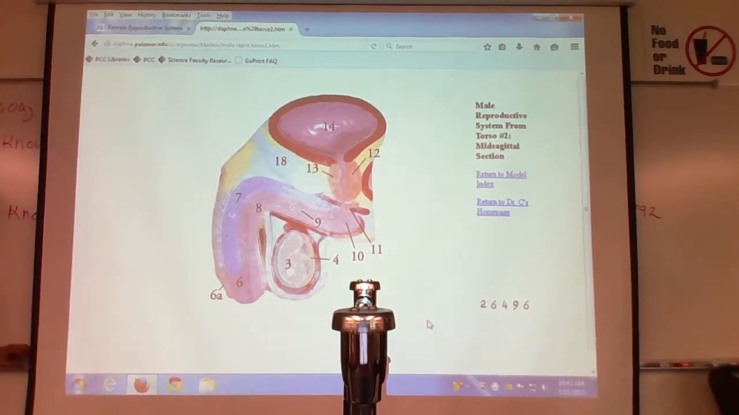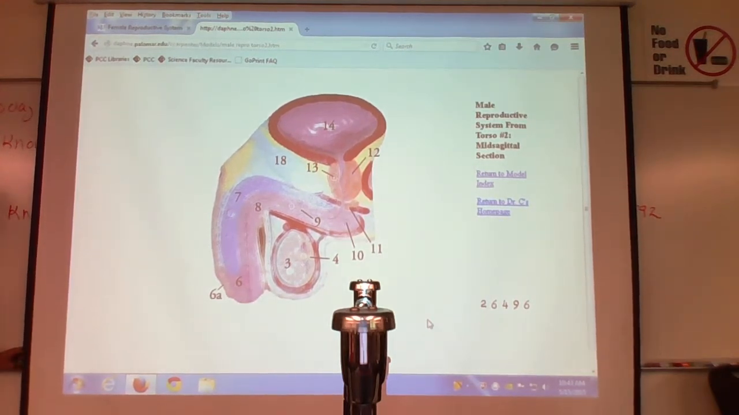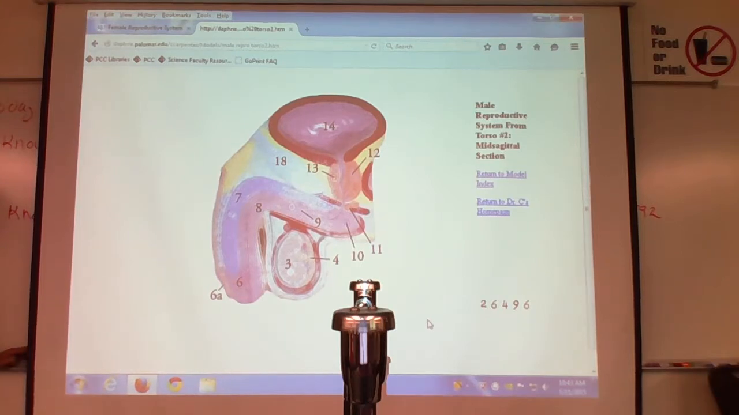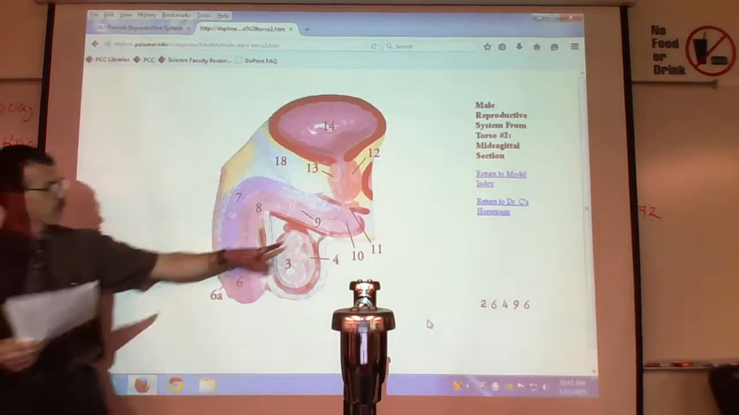Yes, it goes through the prostatic urethra and goes into the prostate. And then the prostate secretes the fluid there. And then you go down, bulbourethral.